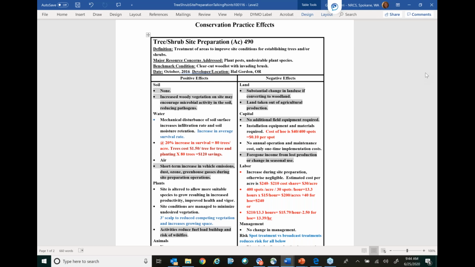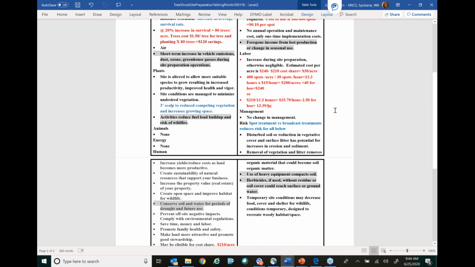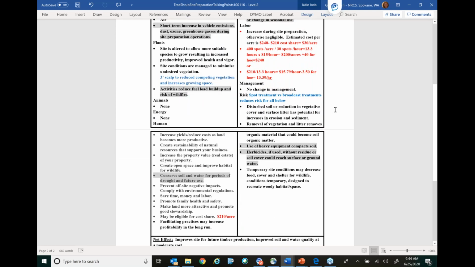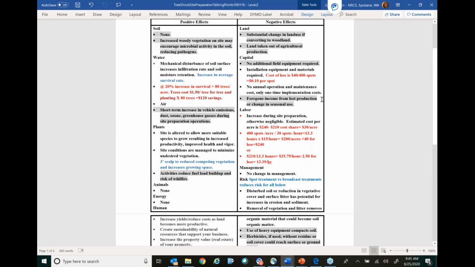If you get cost share, if we went all the way down here under the human part of it, you'd notice that cost share was about $210. We could offer them $210 an acre in cost share. Okay, so $210, it's basically your whole investment. If you get cost share on that treatment, it would be about $30 an acre. Now, if you're doing it all yourself, you can give them this one.